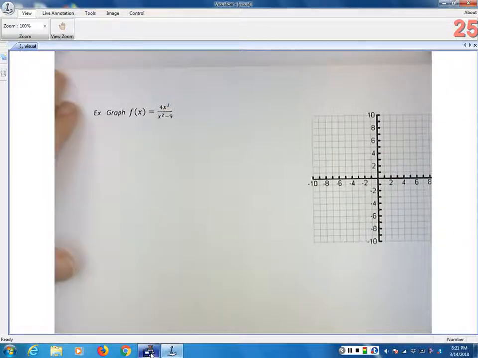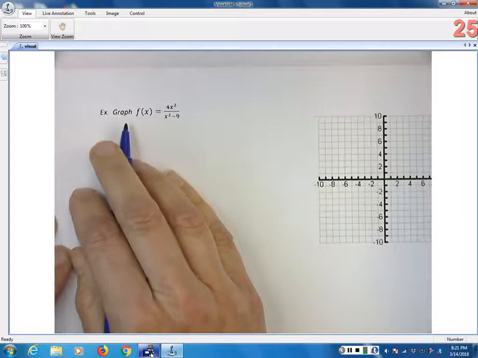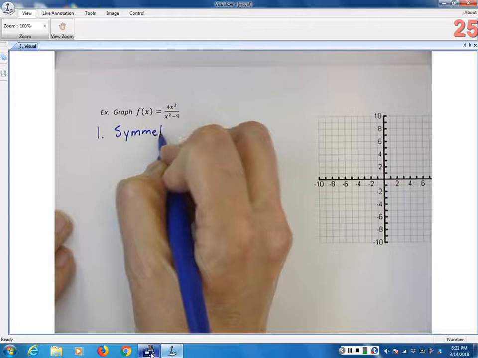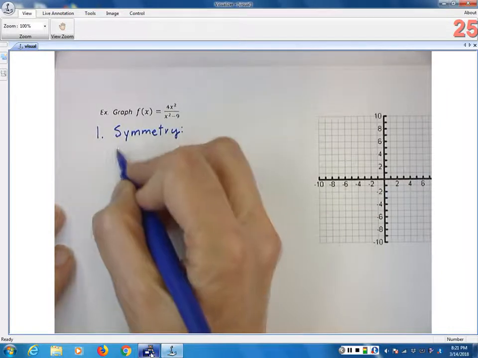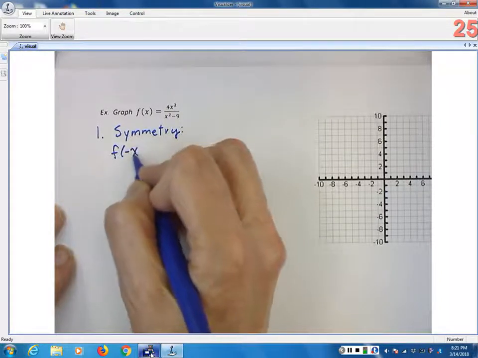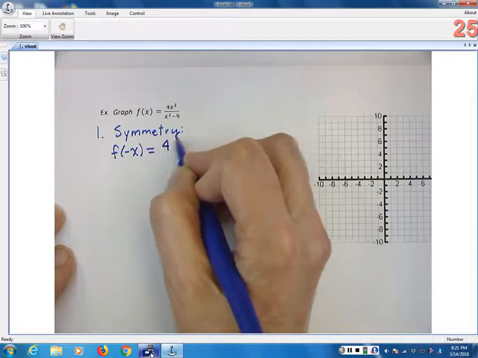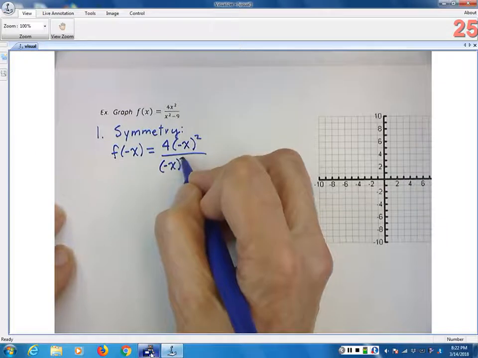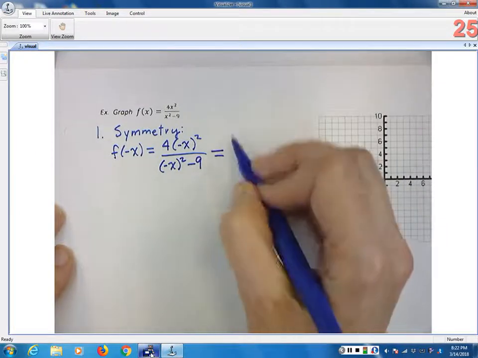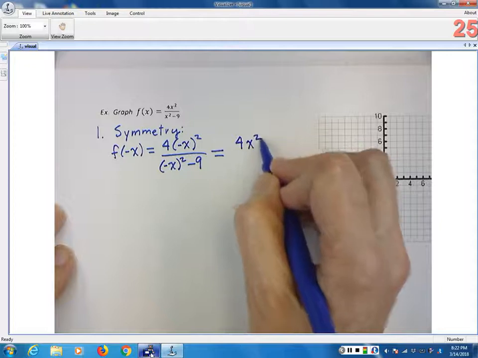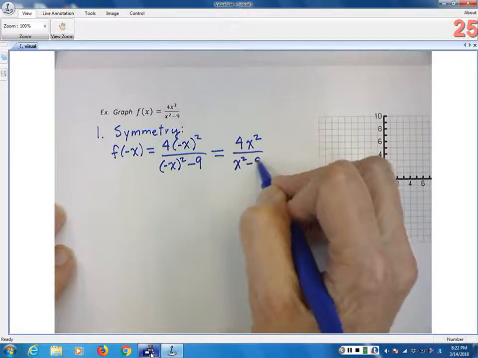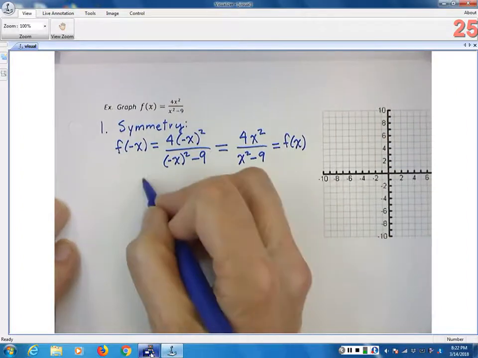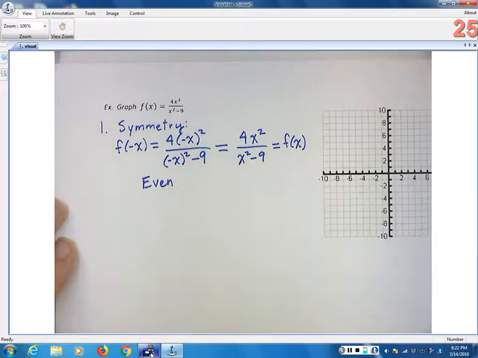All right, so number one, we're going to check symmetry. So find f of minus x. That's 4 minus x squared over minus x squared minus 9. And that is 4x squared over x squared minus 9. And that equals f of x. So it's even. And you can stop.